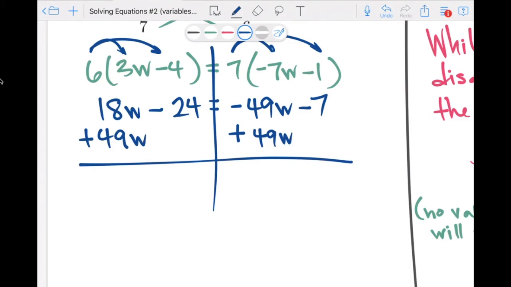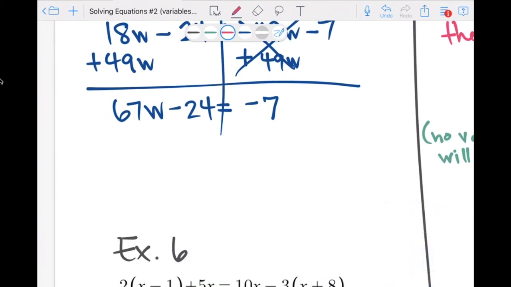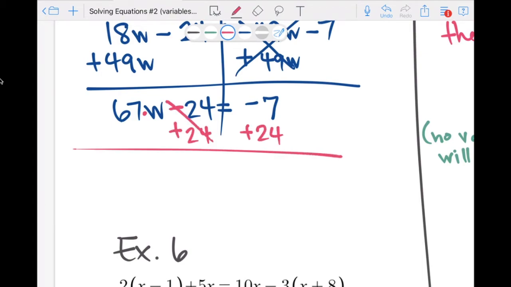So on our left side, we have 18 plus 49w, and that gives us a 67w. I'll bring down my minus 24. On the right side, these cancel each other, so all I have left is a negative 7. Now, what's keeping our w from being isolated? There's a 67 that's multiplied and a 24 that's subtracted. We're going to deal with addition and subtraction before we deal with multiplication and division. Here, negative 24 plus 24 makes 0. We can just bring down the 67w, and negative 7 plus 24 is 17.